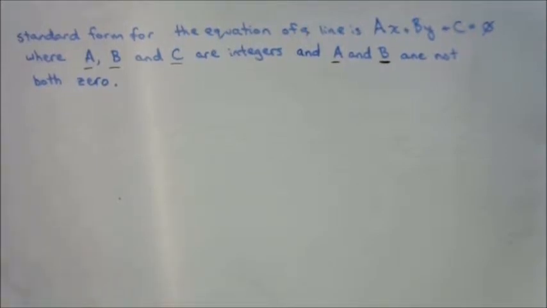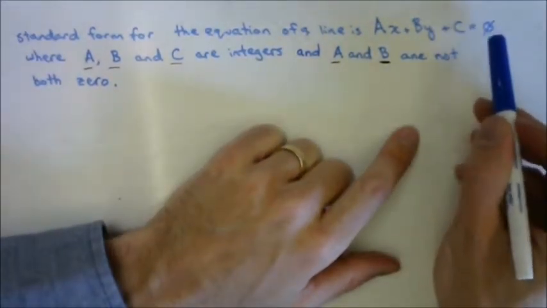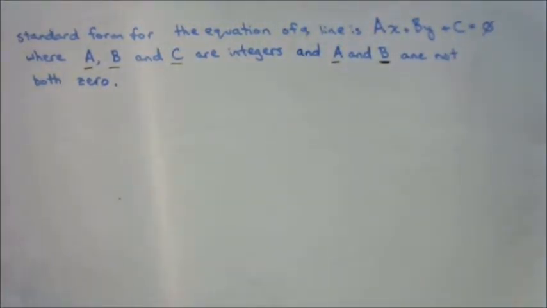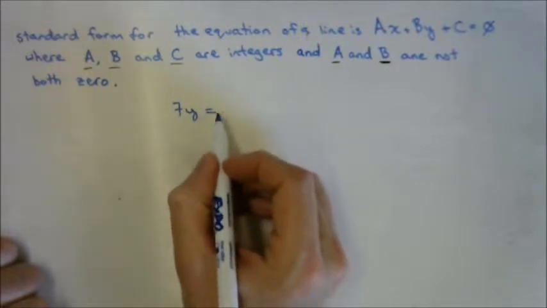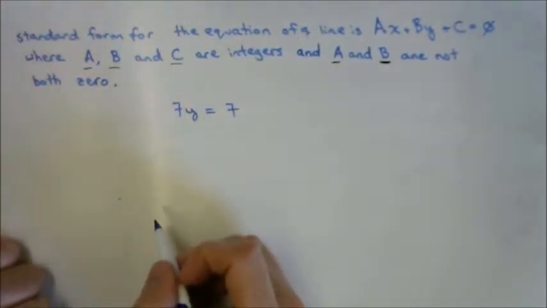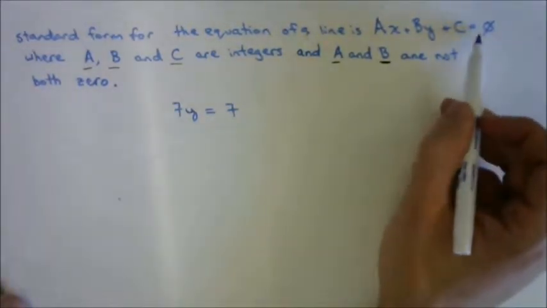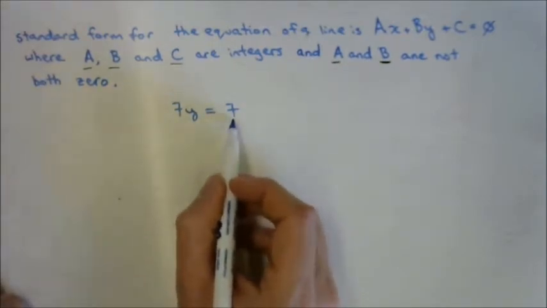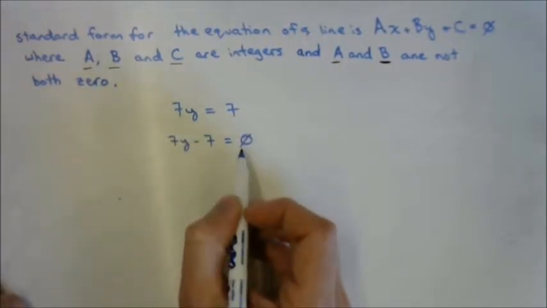C is the y-intercept. Now, one of the keys to standard form is it always equals 0. So you might get a problem that says express this line, or this equation, in standard form. Let's say it was something real simple like 7y equals 7. It doesn't say solve for y, it says express in standard form. Standard form always equals 0. So watch what I would do. I would just subtract 7 from both sides, and that would give me 7y minus 7 equals 0.